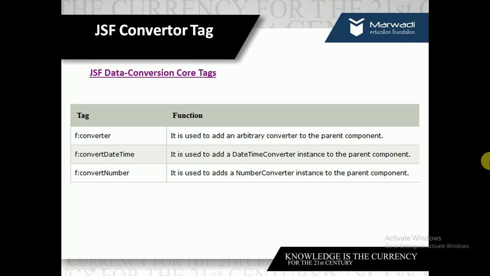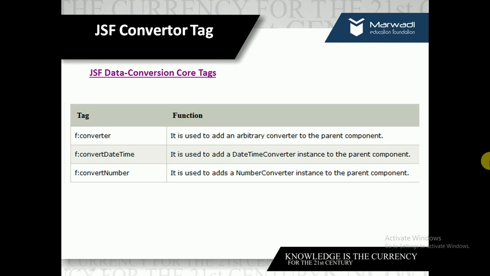First one is the converter. We use it with the faces library, so we have the extension f:converter. These tags can be used to add any arbitrary converter to the parent component. Suppose you have a component and you want to convert the value into a big integer, or into a double, or into a string. All such basic arbitrary conversions can be done with the f:converter tag.